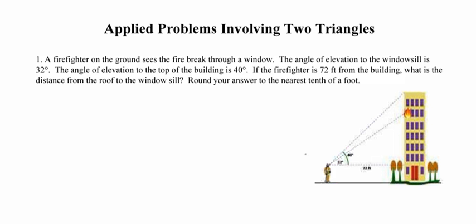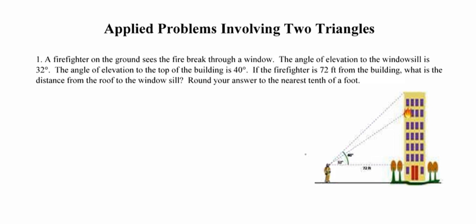Number one says a firefighter on the ground sees the fire break through a window. The angle of elevation up to the windowsill is 32 degrees. The angle of elevation up to the top of the building is 40 degrees. They tell us that the firefighter is 72 feet away from the building, and they want to know what is the distance from the roof to the top of the windowsill. And then they're telling us what they want us to round to.